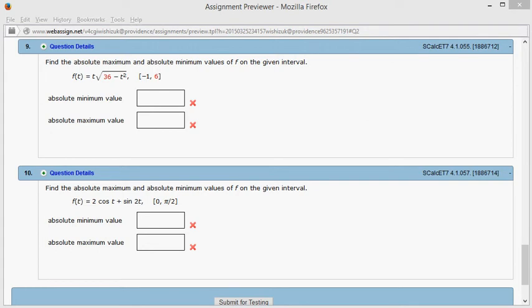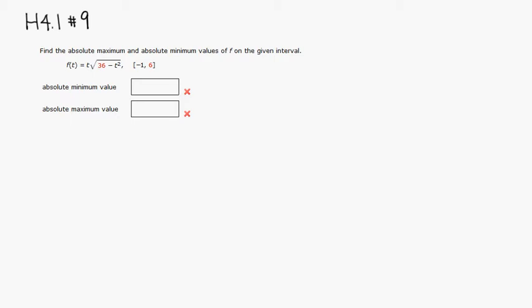Alright, let's look at homework 4.1, problem number 9. We want to find the absolute maximum and absolute minimum of this given function f of t. So let's do that. We need to find critical numbers, so we have to take the derivative.